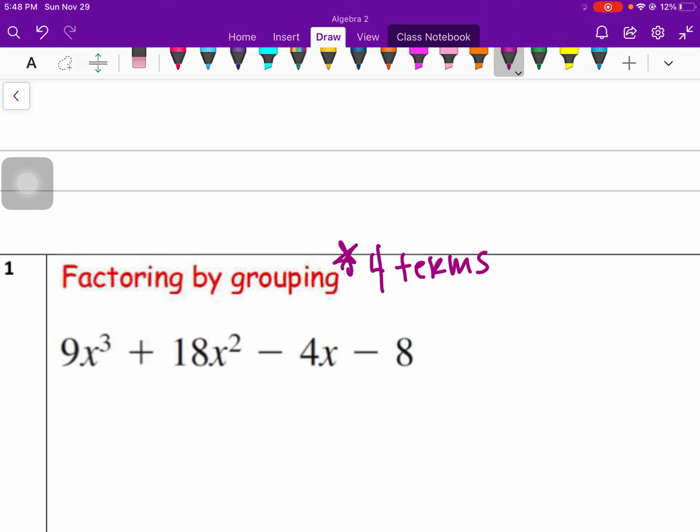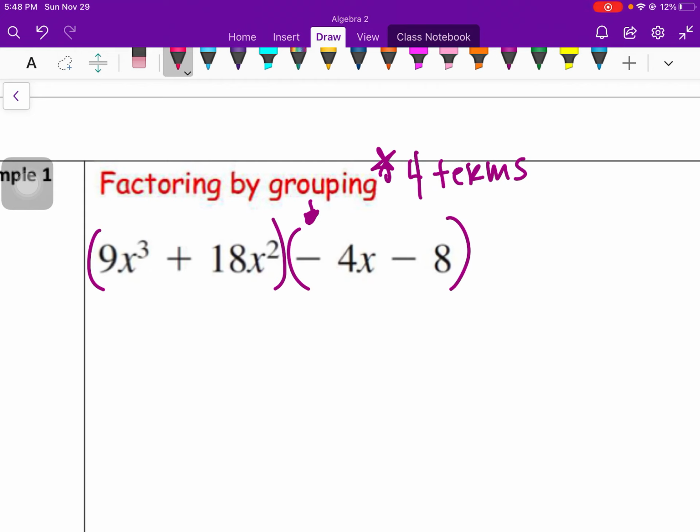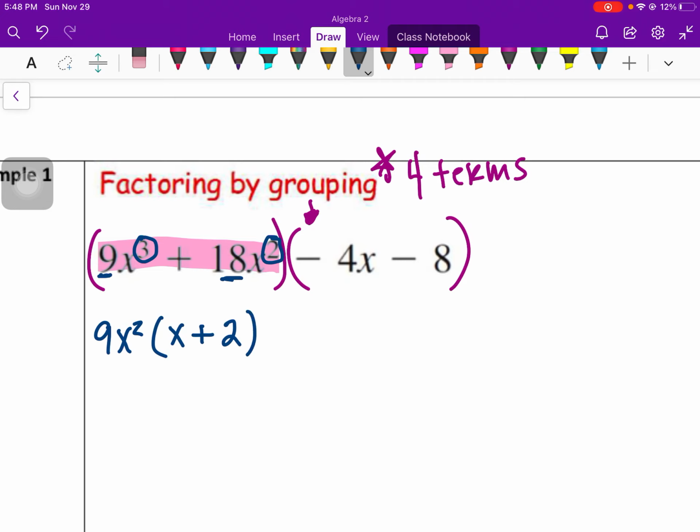So they've already done the hard work for us. All we need to do is group our terms together. Remember, if there's a negative sign out front or a positive, you want to keep that sign inside the parentheses, and then we're going to take the greatest common factor out. So when I look at my first terms here, I've got 9x cubed plus 18x squared. I see that I can take a 9 out of both of these terms, and I can take 2 x's out of both of these terms. So I'm going to take a 9x squared out, and I'm left with an x plus 2. If I were to multiply that back out, I would get 9x cubed plus 18x squared.